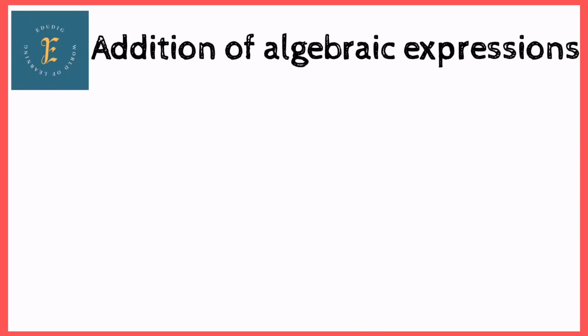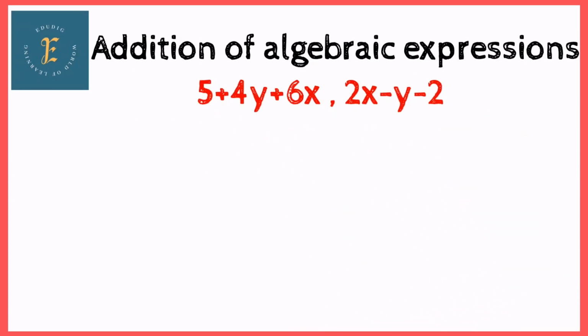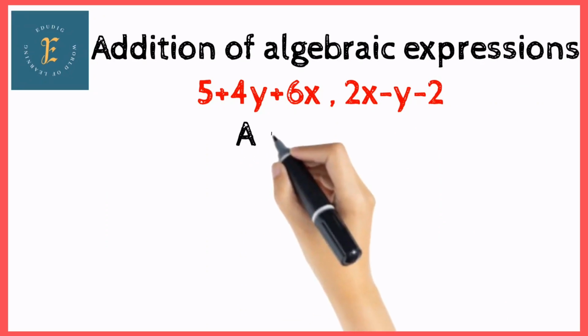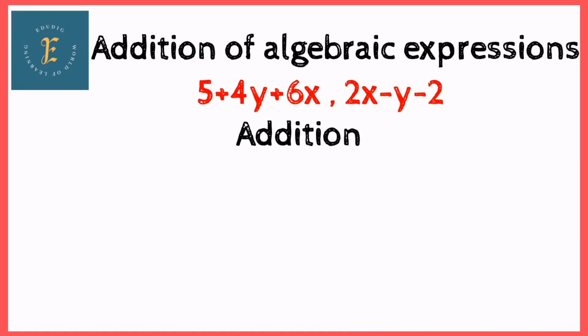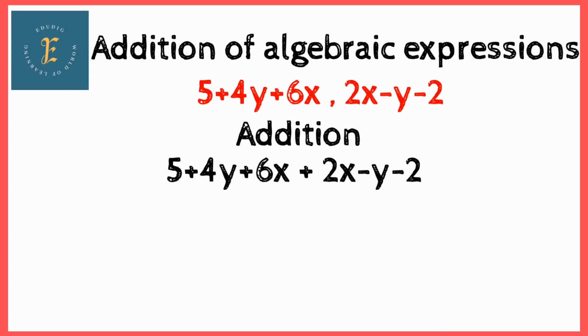Now we'll go for the addition and subtraction of algebraic expressions. So first see the addition. If you have to add the two expressions, first we will put the addition sign. So 5 plus 4y plus 6x, plus 2x minus y minus 2. We will write it. Then we will separate the like terms and unlike terms. We will write the like terms together.